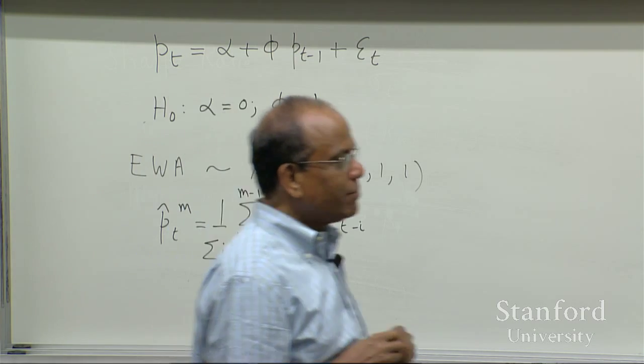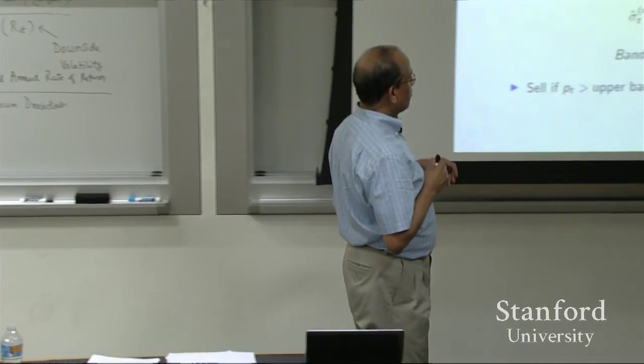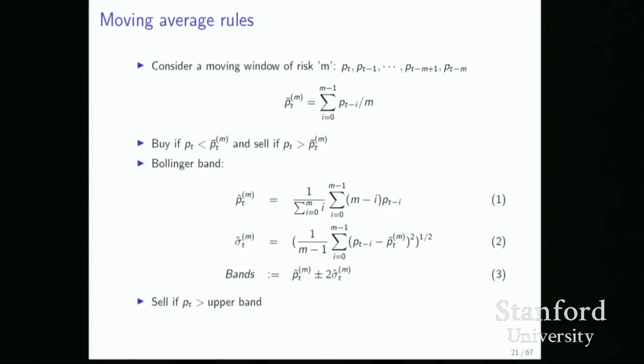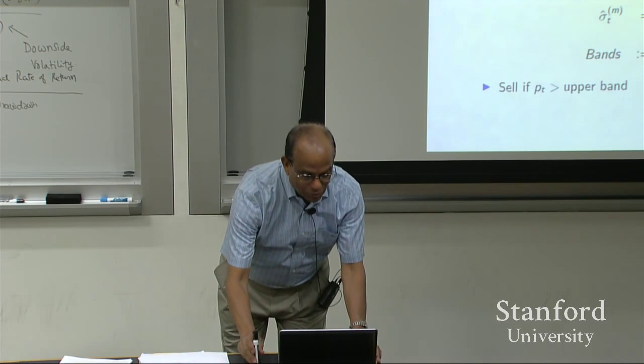So it computes the average, and it computes the standard deviation based on this average. It creates bands such that if the price is higher than the upper band, you sell. If the price is less than the lower band, you buy. That is the rule that we are going to use. The main point is to bring in this additional information on standard deviation. That's the main thing that comes up here.